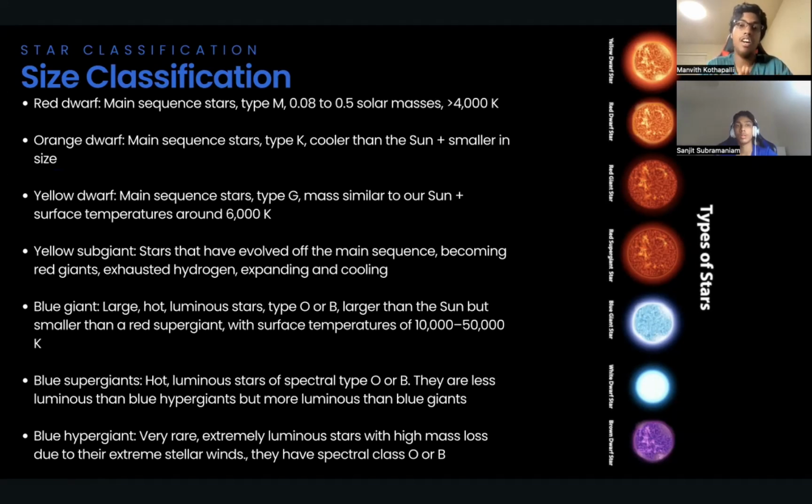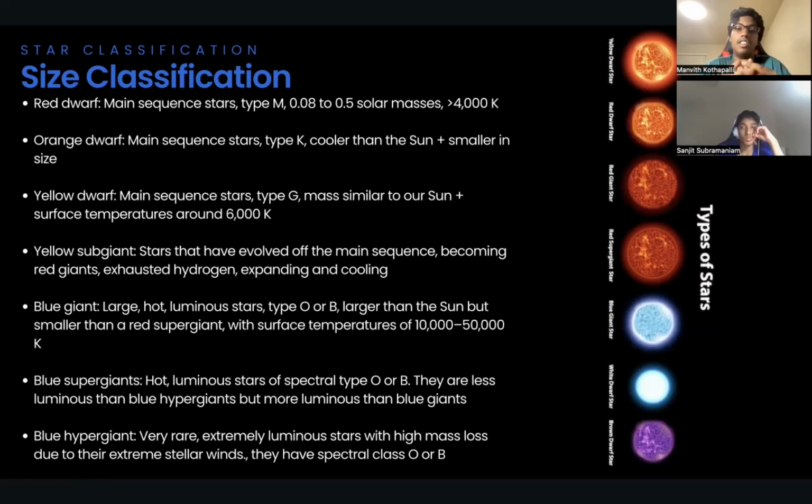Then comes the orange dwarf star, which are main sequence stars with spectral type K. They're cooler than the sun and smaller in size. Yellow dwarfs are main sequence stars with spectral type G, like our sun. They have masses similar to our sun and surface temperatures around 6,000 Kelvin.